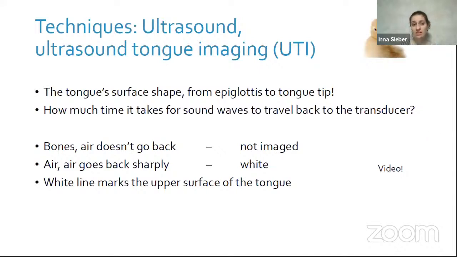Ultrasound technique uses ultrasound that passes through different types of tissues in a different way. So if ultrasound faces bones, air just doesn't go back, and bones are not imaged. Goes back sharply when ultrasound goes, so it is white in the images. And in ultrasound imaging of articulation, you can see the tongue in a white line. Please watch the video about ultrasound tongue imaging. Just 2 minutes, 35 seconds.